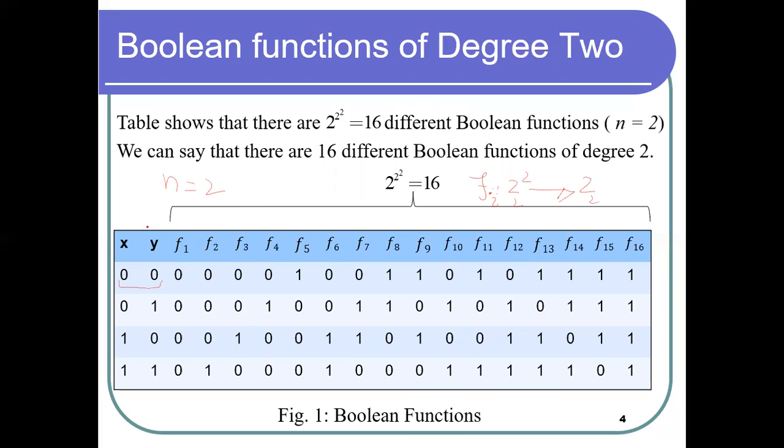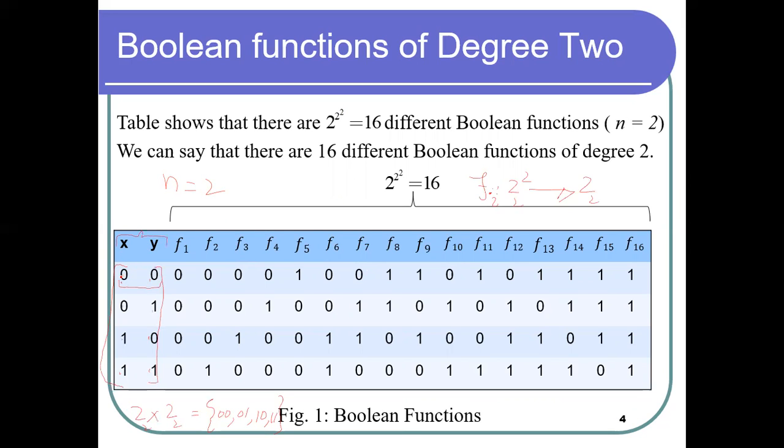So when the input is 2, all possibilities are 4: 0 0, 1 1, 0 1, 0 1. These inputs fundamentally belong to Z2 cross Z2. If you look over here, these are 0 0, 0 1, 1 0, and 1 1. So these are all the possible Boolean functions.